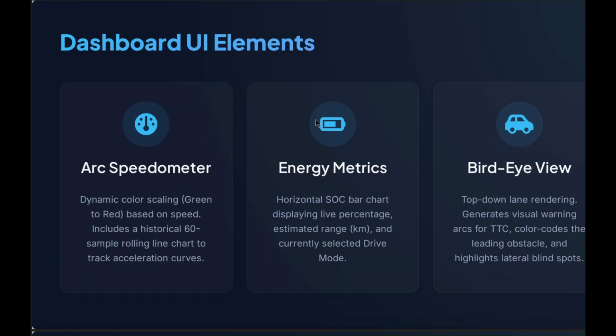The dashboard itself is broken into three main visual elements. First, the arc speedometer with dynamic green to red color scaling based on speed, along with the historical 60-sample rolling line chart. Second, our energy metrics section, which features a horizontal SOC bar chart displaying live battery percentage, estimated range in kilometers, and the current drive mode. Finally, the bird's eye view offers a top-down lane rendering, generating visual arcs of our TTC color coding for leading obstacles and highlighting the lateral blind spots.